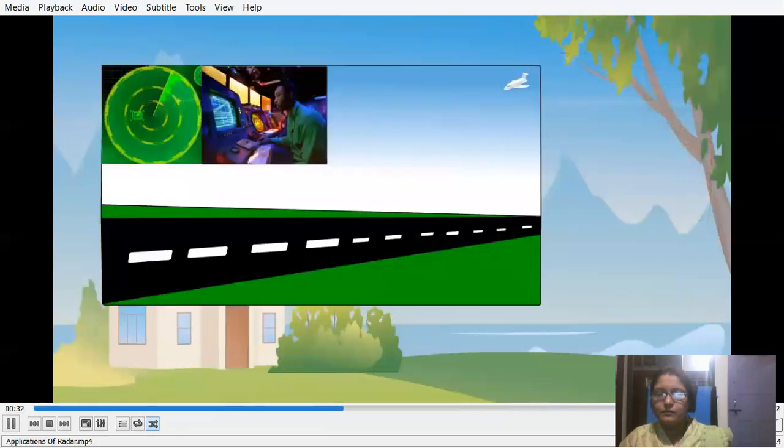Radar systems are used for safe landing of aircrafts. On approaching the airfield, the pilot is guided by signals from the radar set so that it flies along the line of the runway and lands safely, whatever be the visibility.